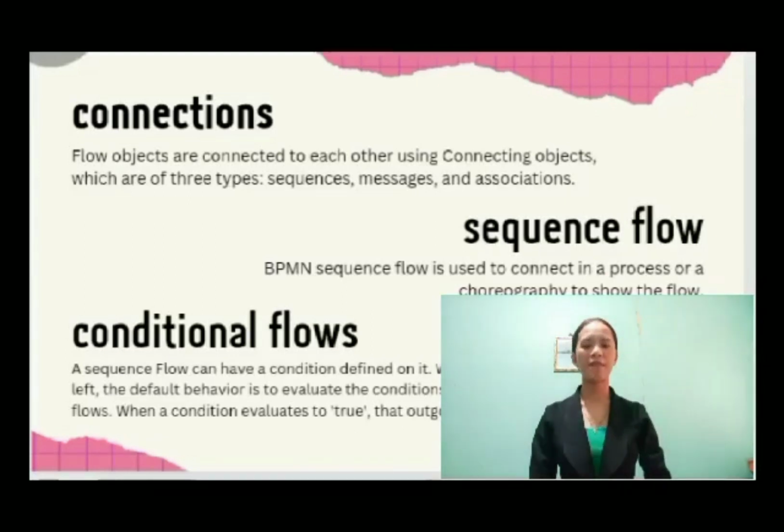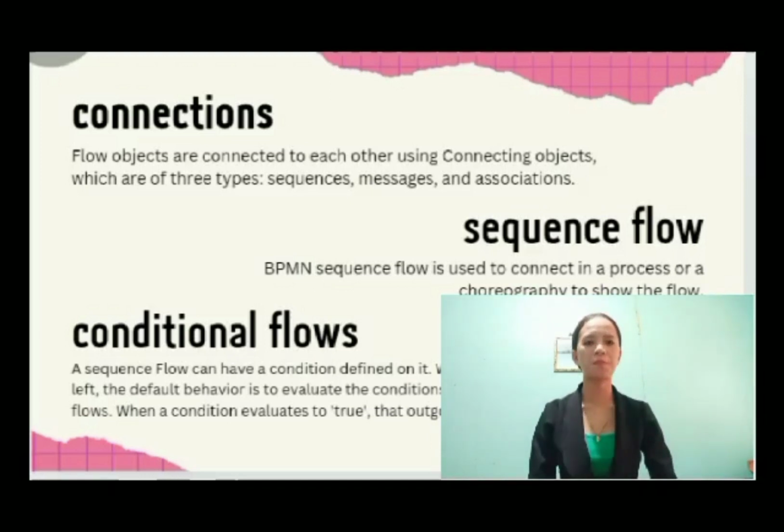So, we have connections. When we say connections, these are used to connect flow objects and show the flow of the process. Then we have the flow objects. This represents the steps or tasks within a process. It helps to illustrate the sequence of activities and events in a process.